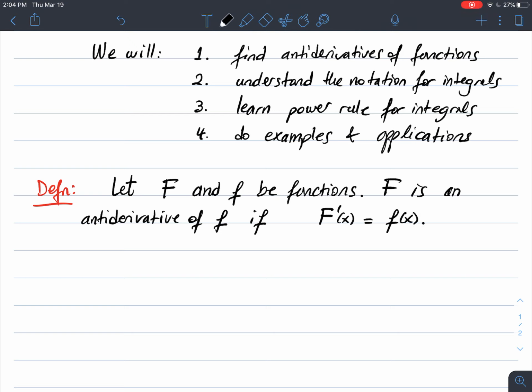And this is very important. Now notice here that there is this phrase "an antiderivative", and this basically means that this is not unique. Okay, so let me give you an example.